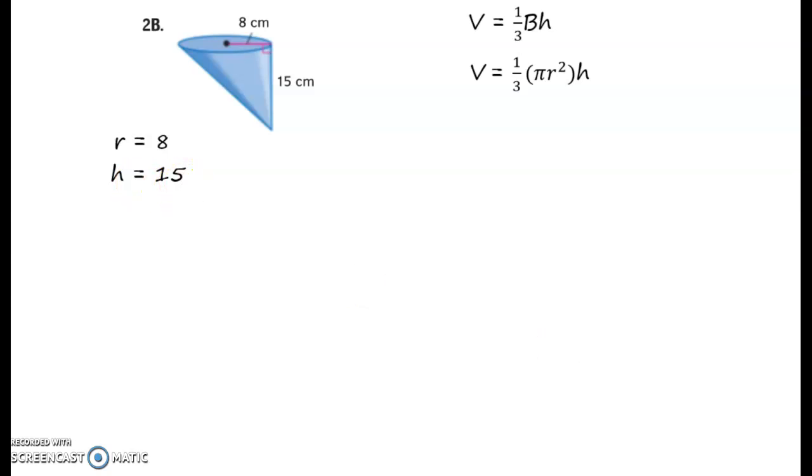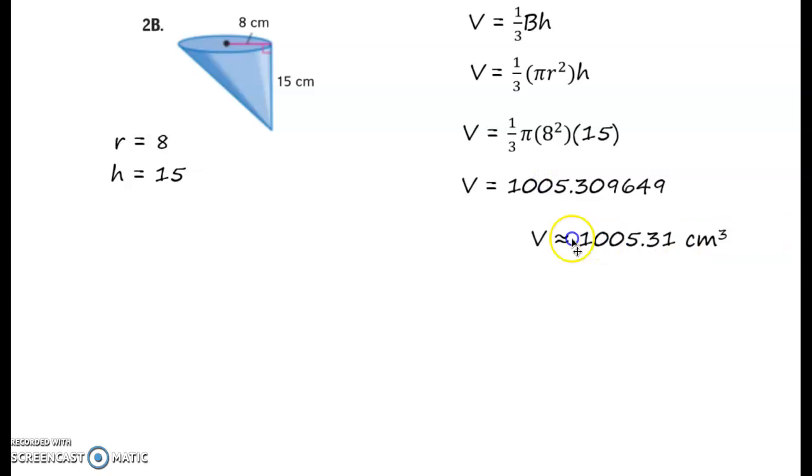All I need to do now is substitute in my values. So I have 1/3 times pi times 8 squared times 15. When I do my calculations, I get that number. And when I approximate to the nearest hundredth, I get 1,005.31 centimeters cubed.